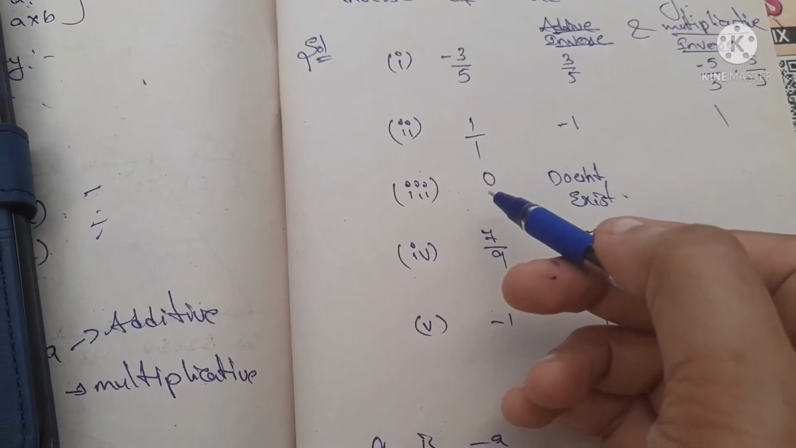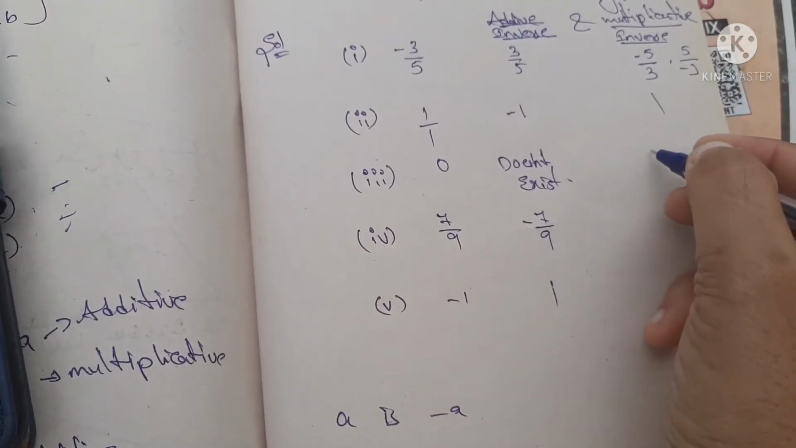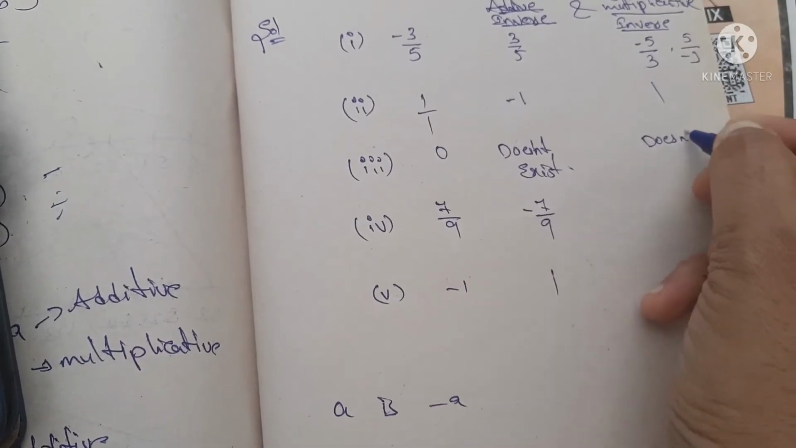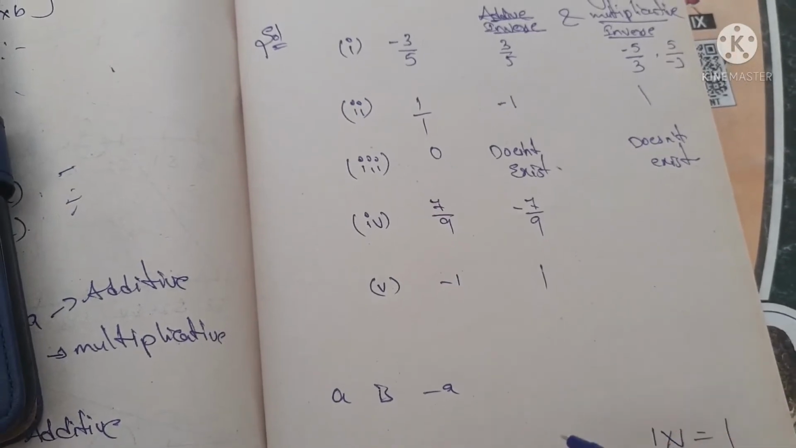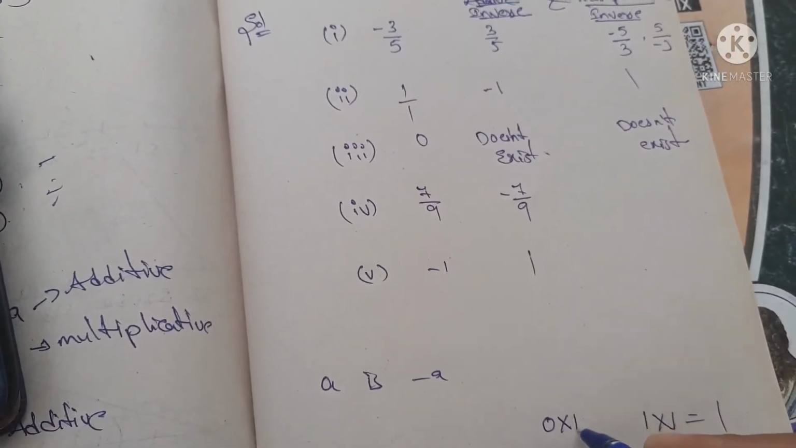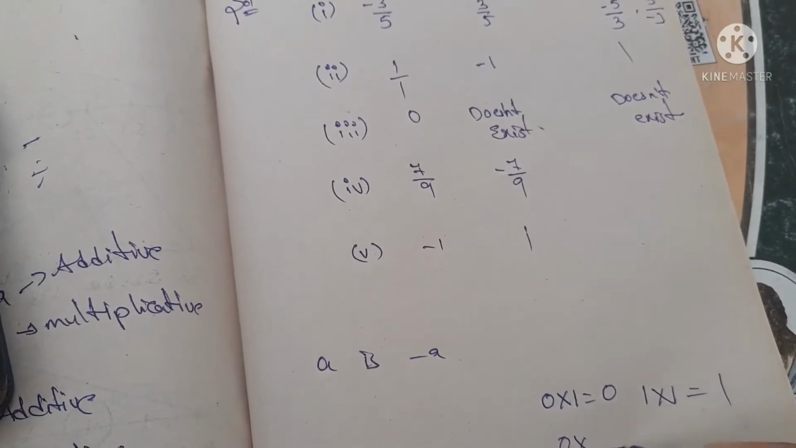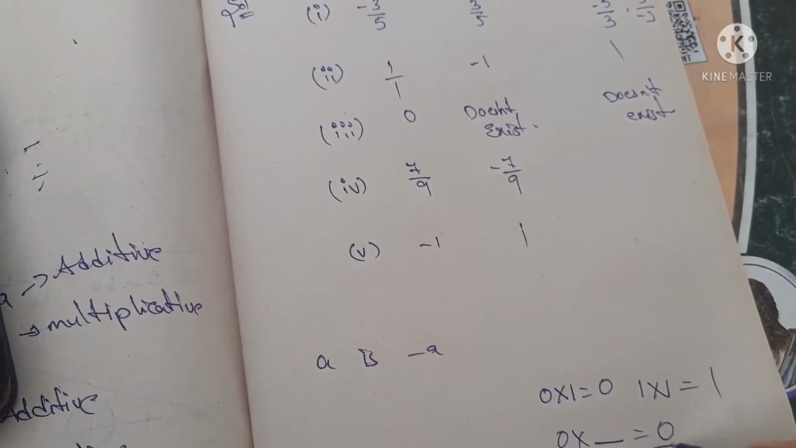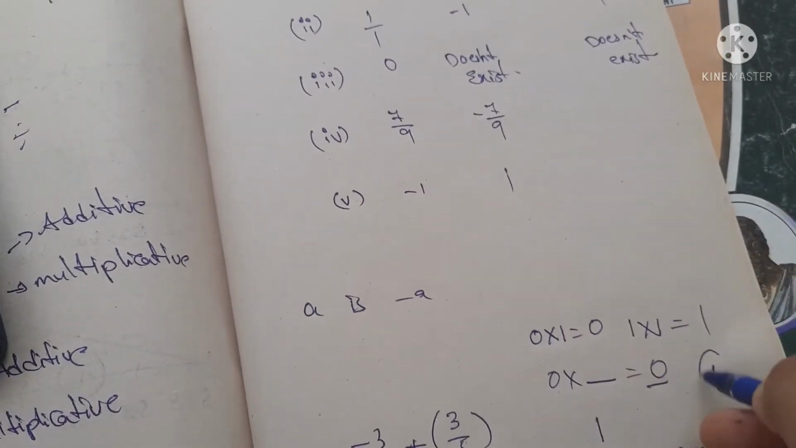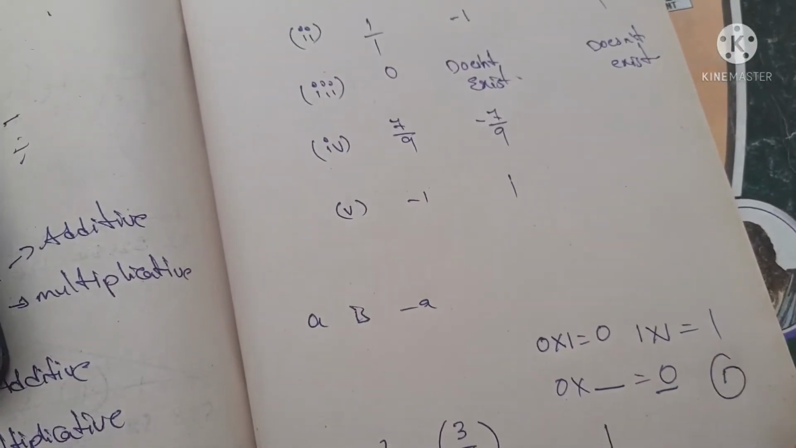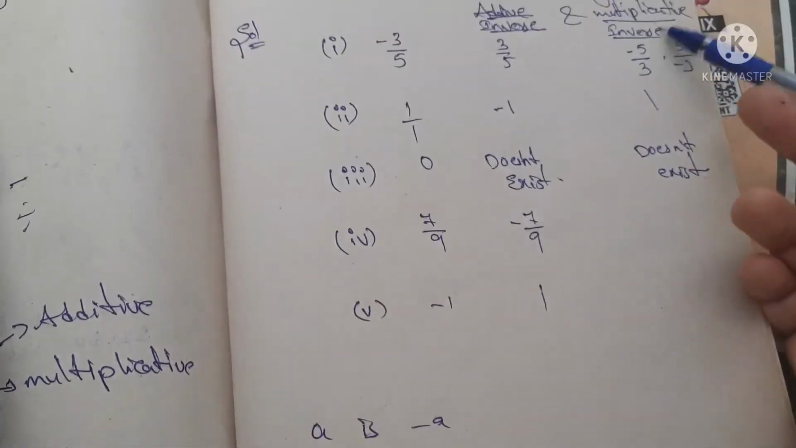And next, 0. So again, 0 is neither positive nor negative. So it does not exist. Okay, why? Because whatever number you multiply 0 with, the answer is 0. 0 into 1 or 0 into something, the answer is 0. But what is the multiplicative identity? 1 is the multiplicative identity. So for 0 it is not possible to find a multiplicative inverse.